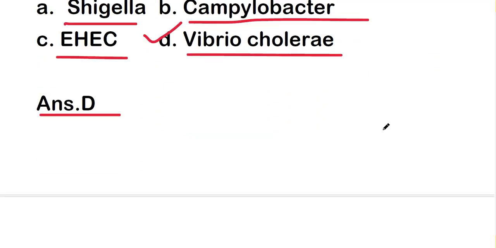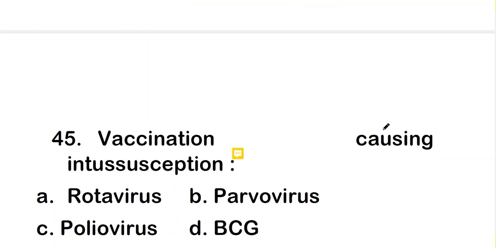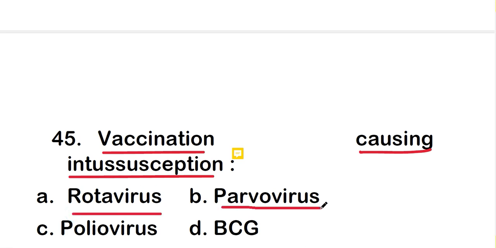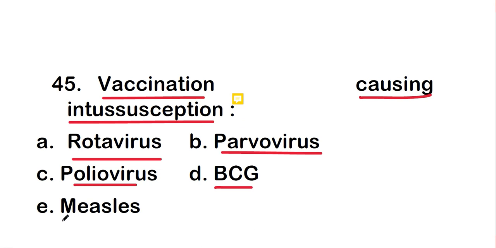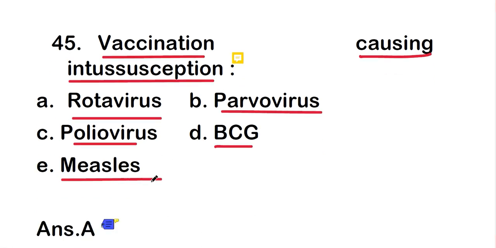Okay, so move on to the next one, that is vaccination causing intussusception, that is rotavirus or parvovirus or poliovirus or BCG. So the right answer is, sorry, another option is measles, and the right answer is option A, that is rotavirus.